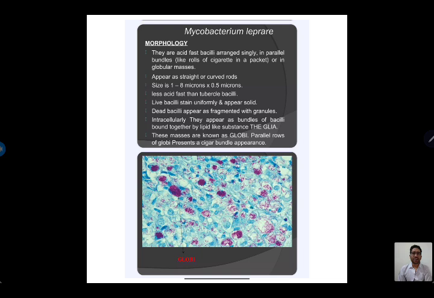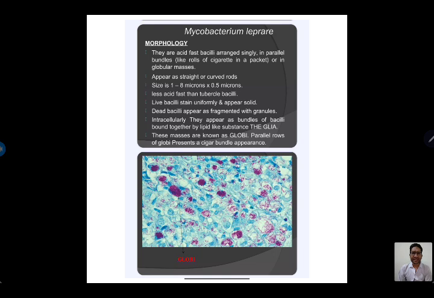Morphology. They are acid-fast bacilli arranged singly, in parallel bundles like rolls of cigarettes in a packet, or in a glomerular mass, appearing as straight or curved rods, 1 to 8 microns in size, less acid-fast than the tubercle bacilli. Live bacilli stain uniformly and appear solid. Dead bacilli appear fragmented with granules.